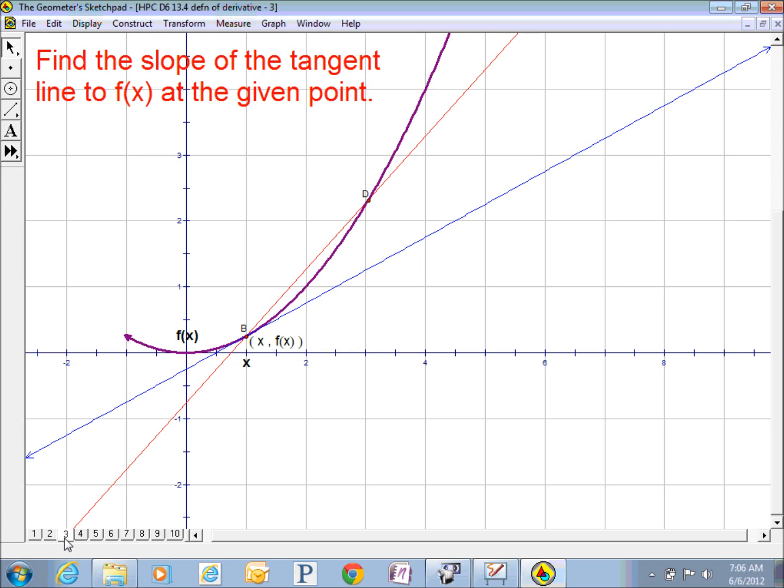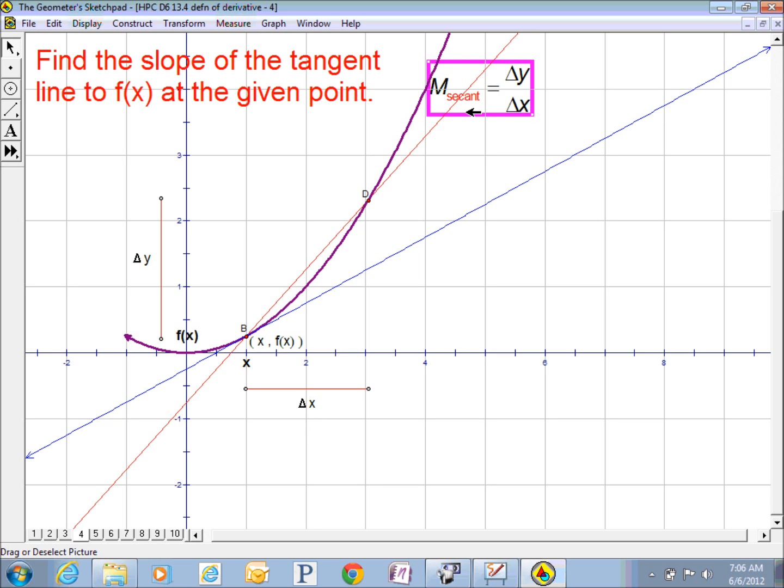Well, slope of the red line, we'd need to know what D's coordinates were, and then we'd do the change in y divided by the change in x. So, okay, change in y, you'll notice, would be this vertical distance over here on the side. Change in x would be this horizontal distance down here on the bottom. Well, we need to know what those coordinates are.